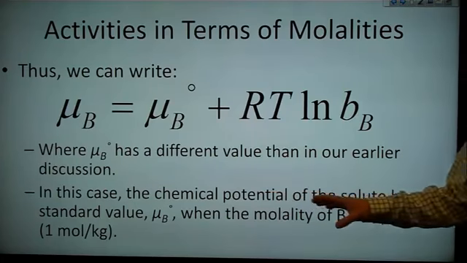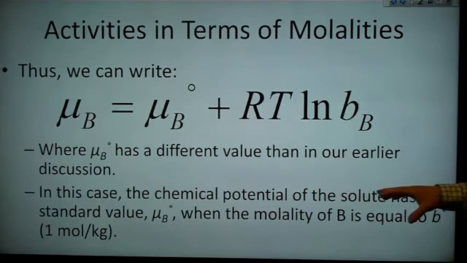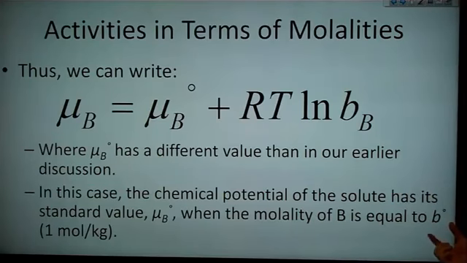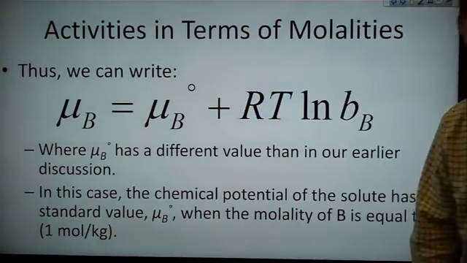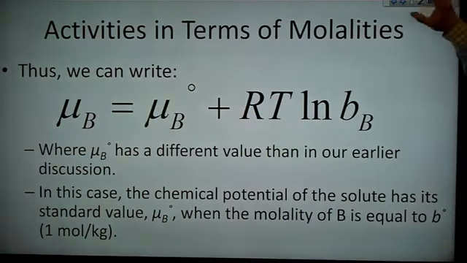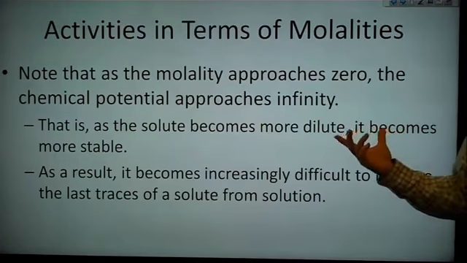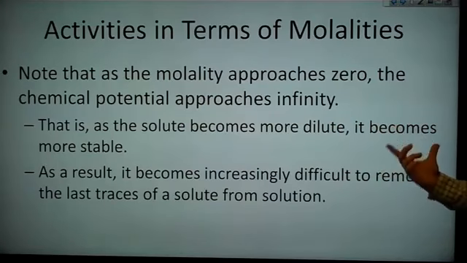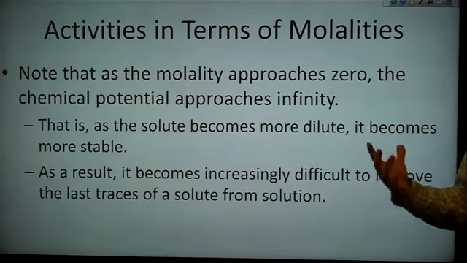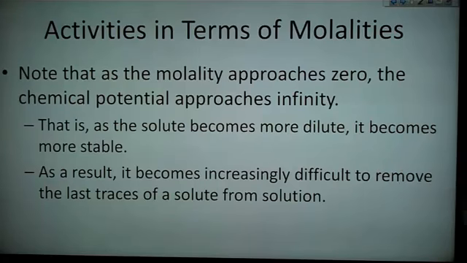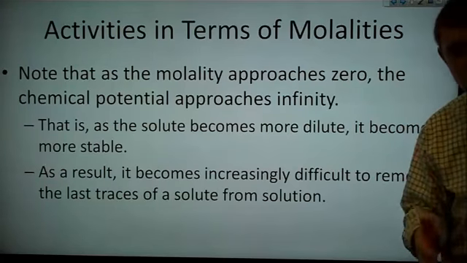Right? So in this case, our chemical potential of our solute has its standard value, mu B naught, when the molality of B is equal to b naught, which we generally mean as 1 mol per kilogram, 1 mole per kilogram. And note that as the molality approaches 0, the chemical potential approaches negative infinity. And this means that as the solute becomes more dilute, it becomes more and more stable. So as a result, it becomes increasingly difficult to remove the last traces of a solute from solution.